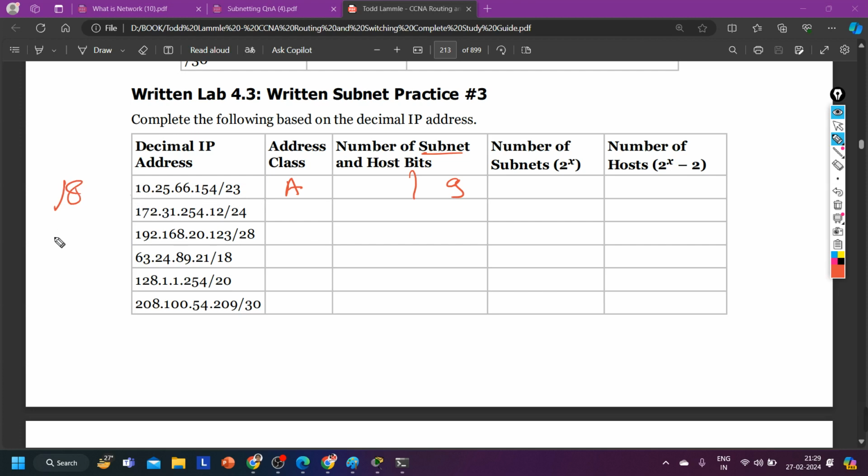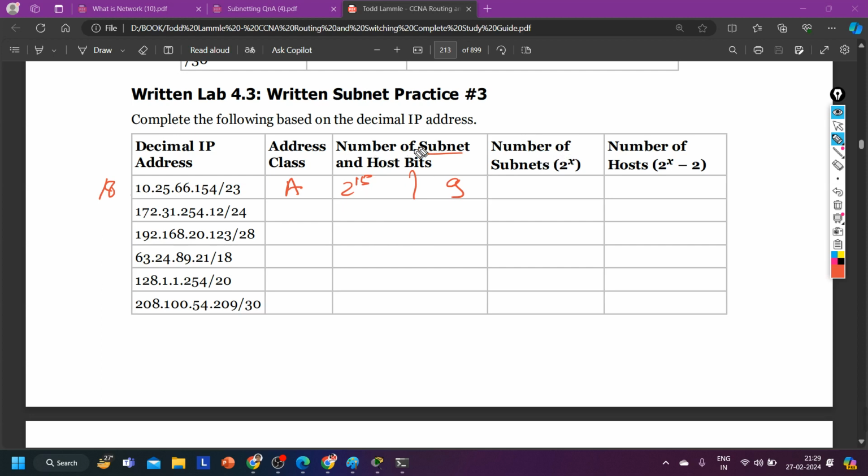For class A, the default CIDR value is 8, right? Yes. Okay, so we have borrowed 15. So 2 to the power 15, minus 2 is the valid hosts, right? Sorry, it is asking about the subnets: 2 to the power. How many bits have I borrowed? 15. So 2 to the power 15.